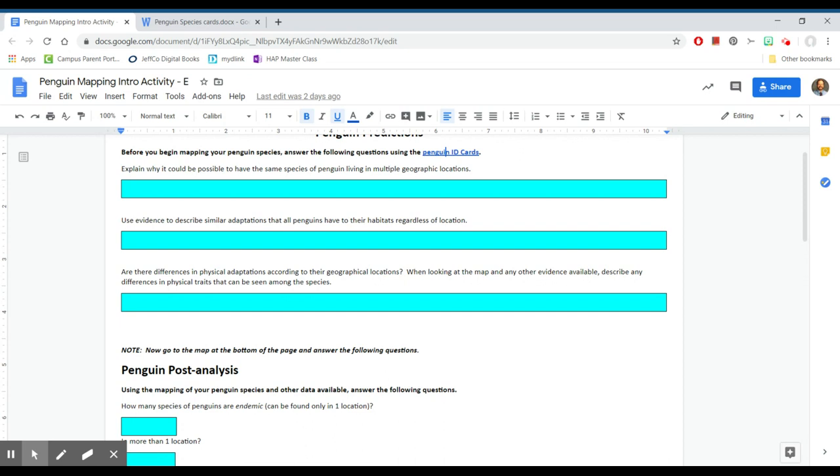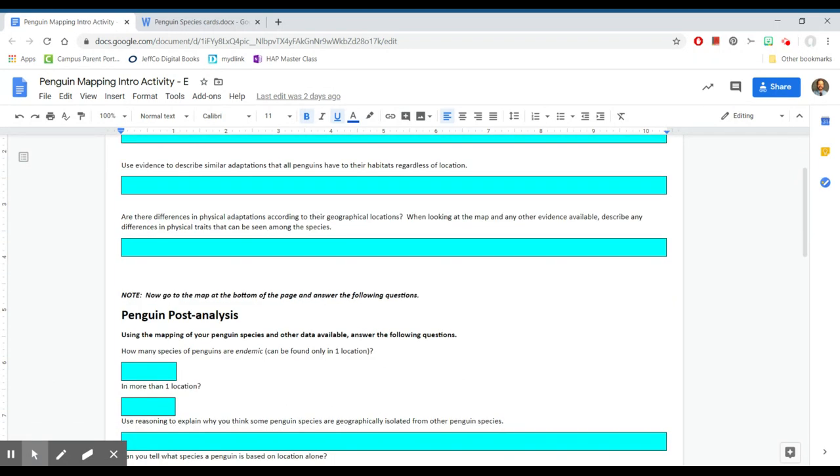The next question, use that evidence to describe similar adaptations that all penguins have to their habitat regardless of location. Again, we want to use our penguin ID cards and the information in there to help us find those similar adaptations that we would read about in each one of those penguins. Maybe not all the penguins, but a lot of them might have some similar adaptations. Just list them here. Next one is, are there any differences in physical adaptations according to the geographical locations? In other words, does where they're located make a difference in how they look physically, their characteristics? So use that map and any other evidence, possibly the ones in the penguin ID cards, to help you describe any differences in physical traits that you see among the species.